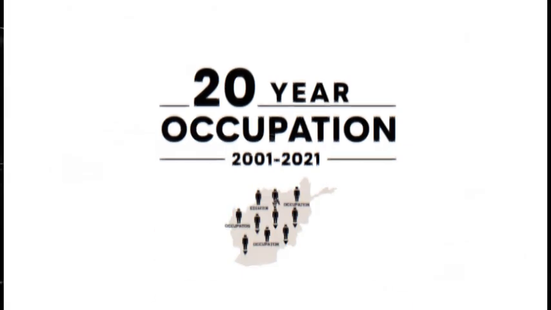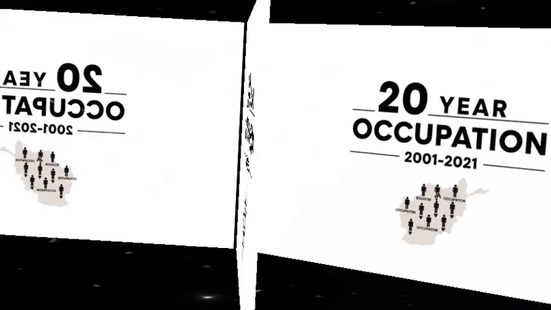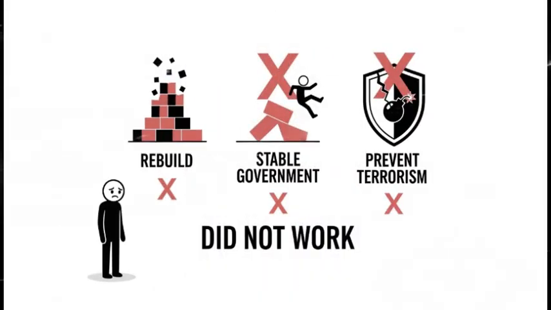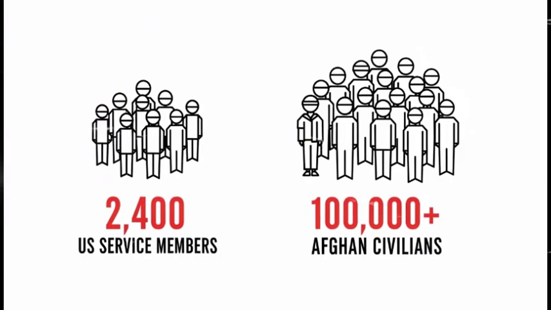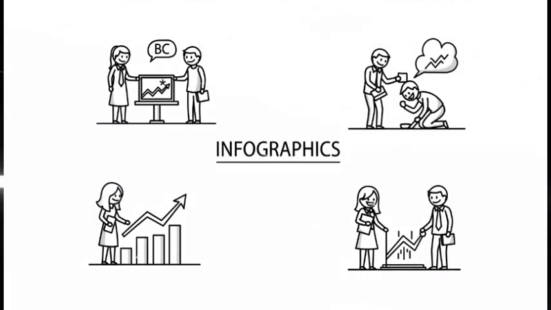But the war did not end. It turned into a 20-year occupation. The goal was to rebuild Afghanistan, to establish a stable government, to prevent terrorism. It did not work. Over 2,400 American service members were killed. Over 100,000 Afghan civilians died. The war cost over $2 trillion.